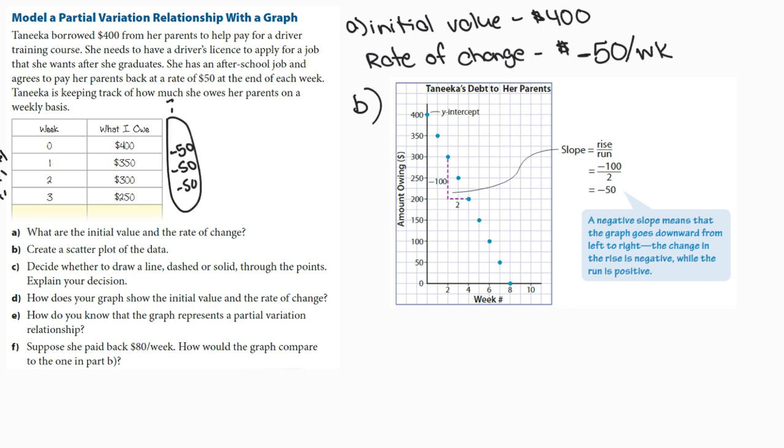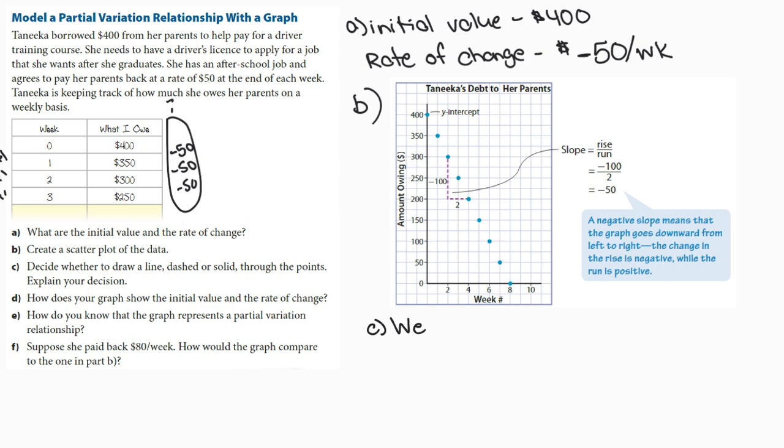Decide whether to draw a line, a dashed, or solid through the points. So the idea of drawing a line through the points is, does information exist in between them? So does something change between week 1 and 2, like in between there? So like 3 days into week 1. And no, because she's paying a lump sum at, let's say, the end of each week, for example, the days in between, nothing is changing. So we're actually not going to connect the dots.